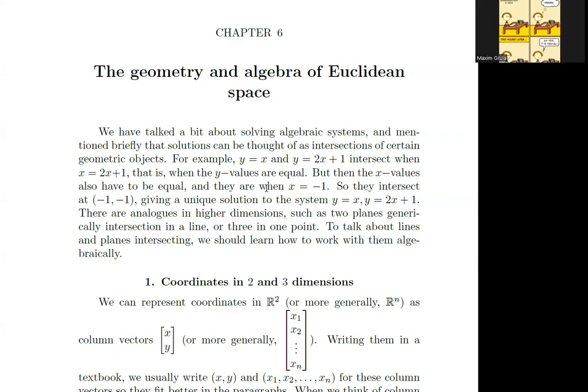They also have to be equal, and they are when x is minus 1, just by subtracting x over and subtracting 1 over. So they intersect at minus 1, giving a unique solution to the system y equals x, y equals 2x plus 1. And there are analogs in higher dimensions, such as two planes generically intersecting in a line, or three in one point. And to talk about lines and planes intersecting, we should learn how to work with them algebraically.